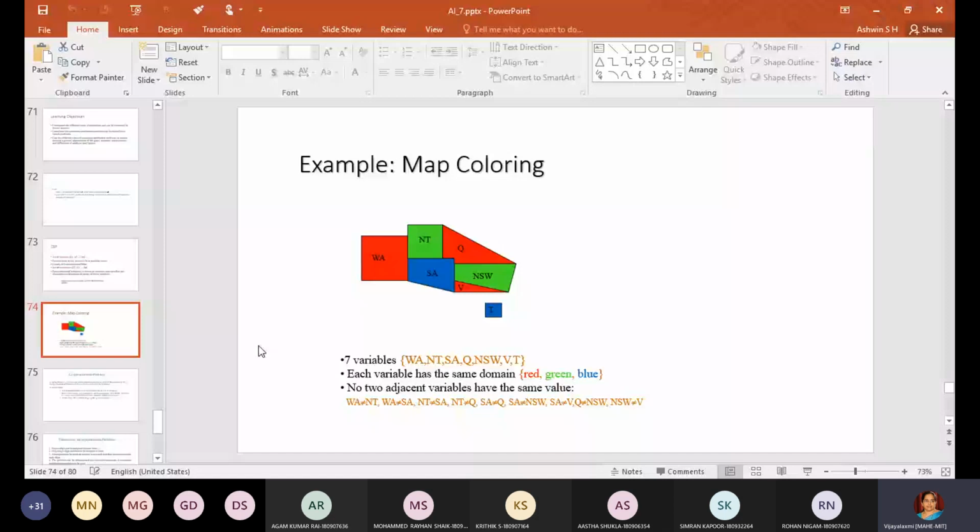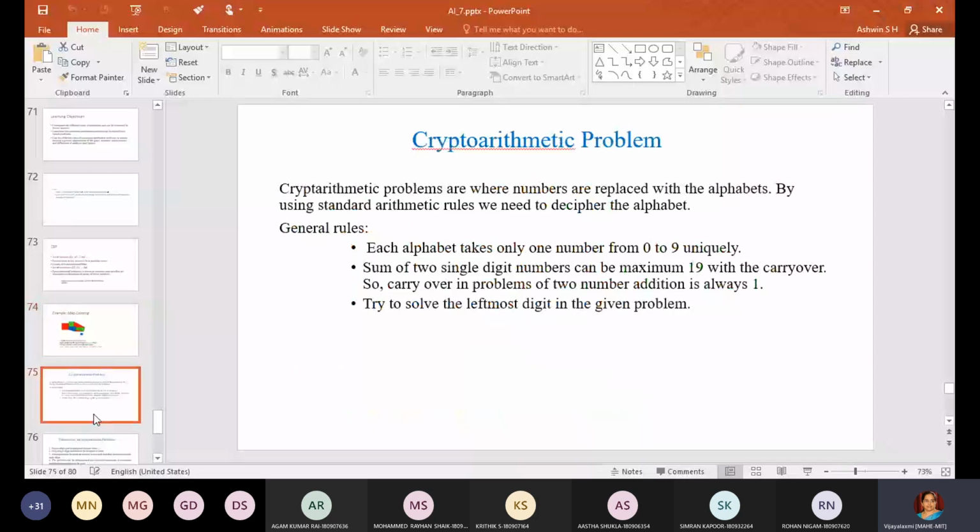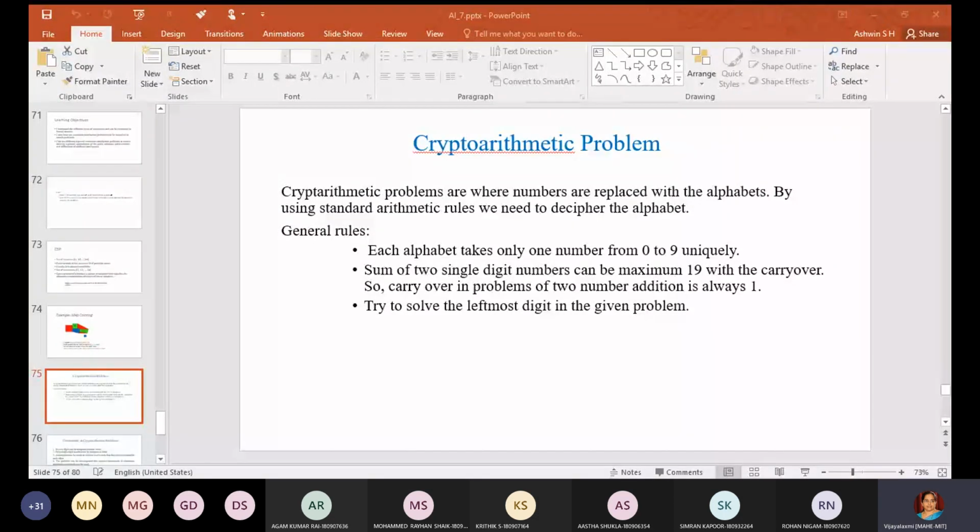Now, another very important application, which is part of your syllabus, is the cryptarithmetic problem. This also comes under constraint satisfaction problems. Today we will discuss how to do this cryptarithmetic problem in artificial intelligence. Normally it comes under game theory. So what is a cryptarithmetic problem, and how do we solve it using a constraint satisfaction algorithm? I will discuss that now.